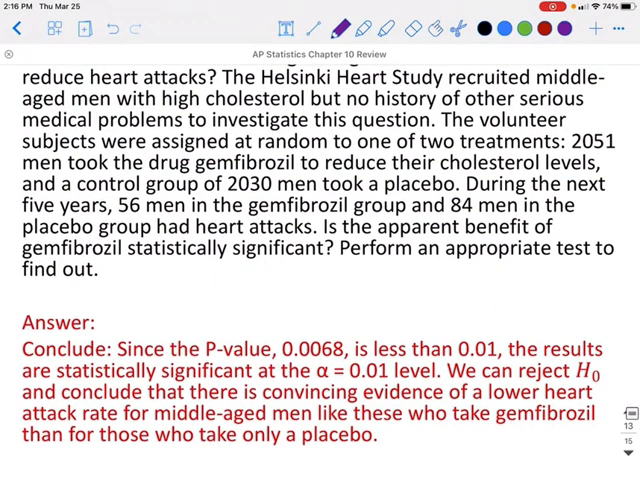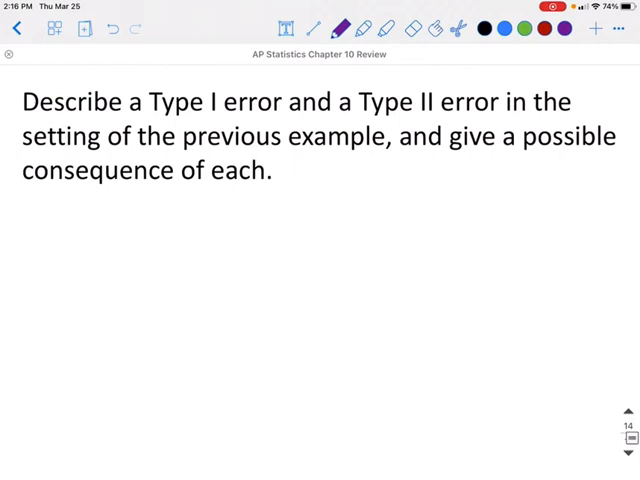So for our conclusion, we're going to compare this to our alpha level. So since our p-value of 0.0068 is less than our alpha of 0.01, the results are statistically significant at the alpha equals 0.01 level. We can reject the null hypothesis and conclude that there is convincing evidence of a lower heart attack rate for middle-aged men like those who took this drug versus those who only took a placebo.